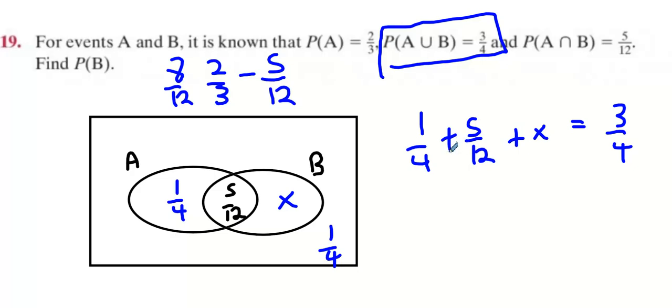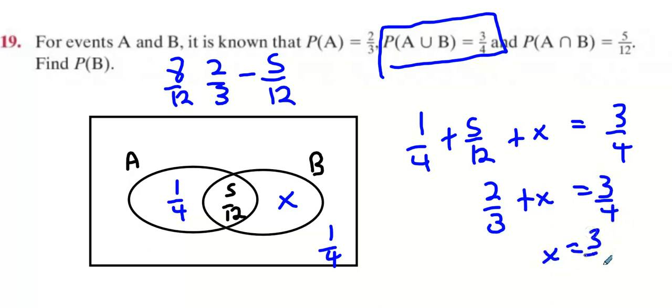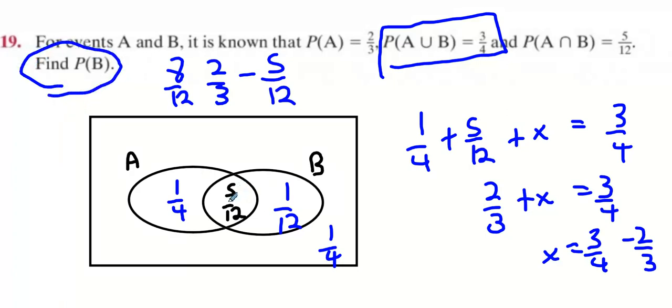1/4 plus 5/12 is, oh, we already have that. It's 2/3, isn't it? So 2/3 plus x is 3/4. And then I'm just going to do 3/4 take away 2/3. And what's that, guys? 1/12. Now, I still haven't got my answer yet, though. I'm looking for PB as a whole. I had to add 5/12 to 1/12 to get 6/12, otherwise known as 1/2.